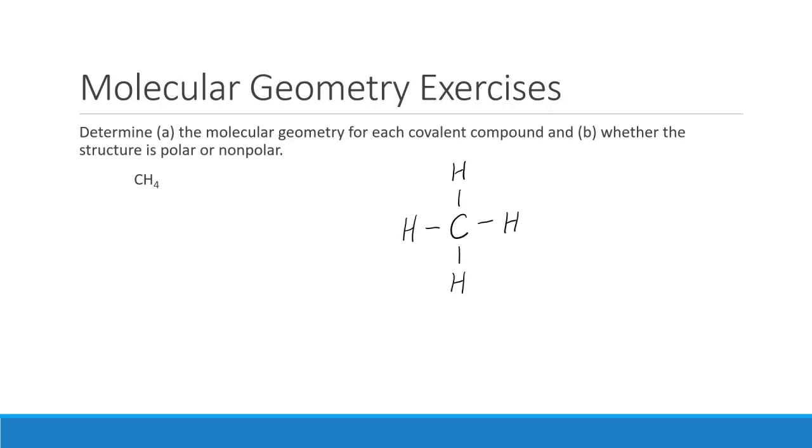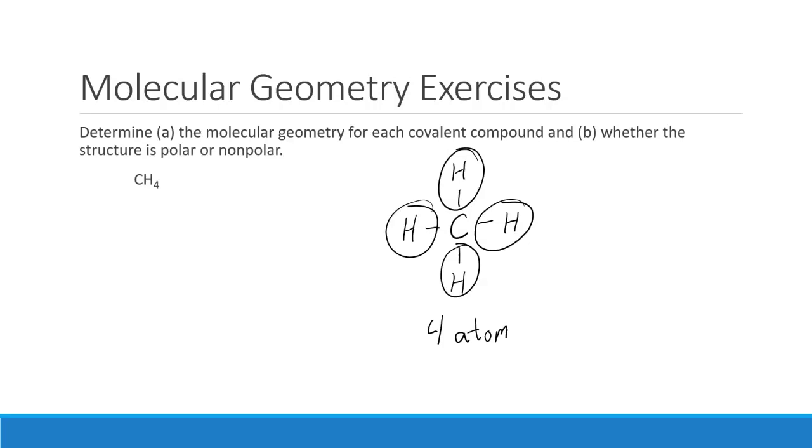Okay, so when we're determining the molecular geometry, the first thing that we want to know is how many atoms are attached to the central atom. And so circling around that central atom, we have a total of 4 atoms attached to carbon. And there are no lone pairs on that carbon, so we have 0 lone pairs.